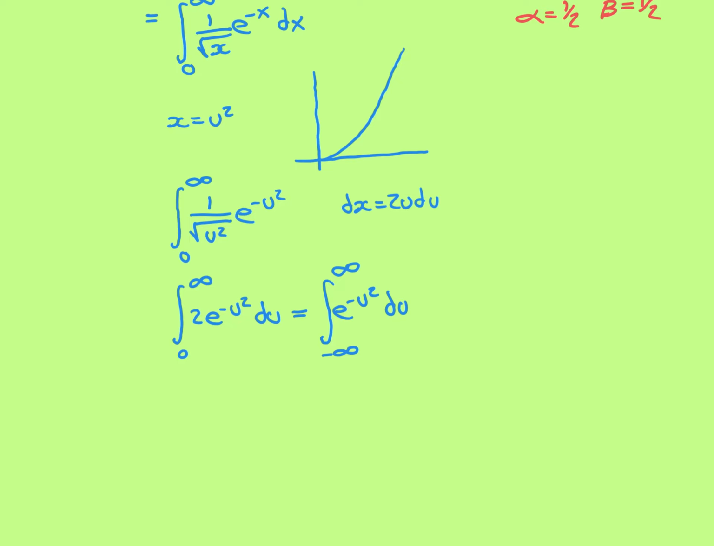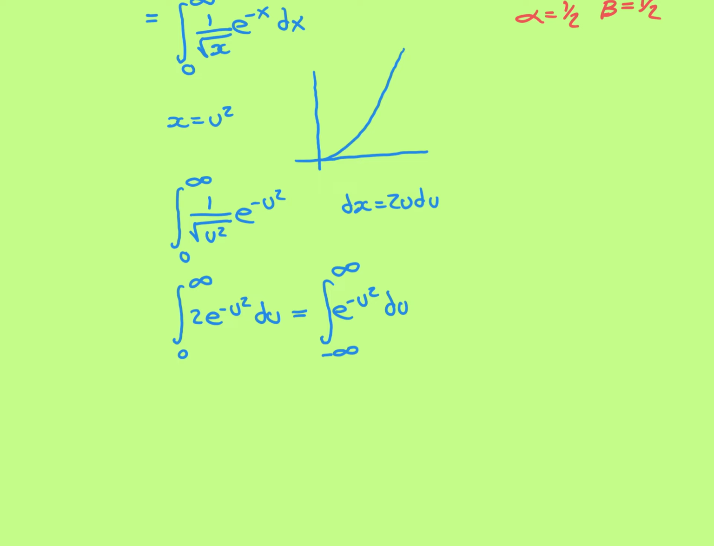It's the Gaussian function, and it's symmetric in u. So actually 2 times the integral from 0 to infinity of e to the negative u squared is the same as just doing this integral not from 0 to infinity but from negative infinity to infinity. Because if you integrate this function from negative infinity to 0, it's the same as if you integrate it from 0 to infinity because it's symmetric in u. If you put in negative u here, you get the same as if you put in positive u.